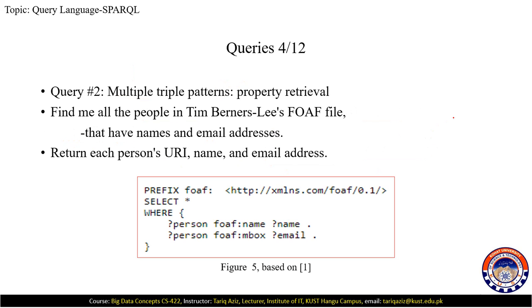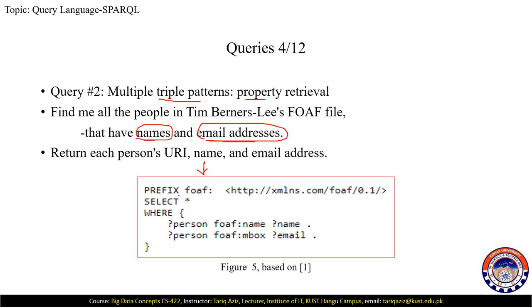Now, dear students, what is the second query? In the second query, we want to use multiple triple patterns, and we want to retrieve multiple properties. For example, we want the names of the people, and we want the email addresses of those people. So what will be the query? This is the query. In this case, we need to extract two pieces of information. The first is the names of the people, while the second is their email addresses.